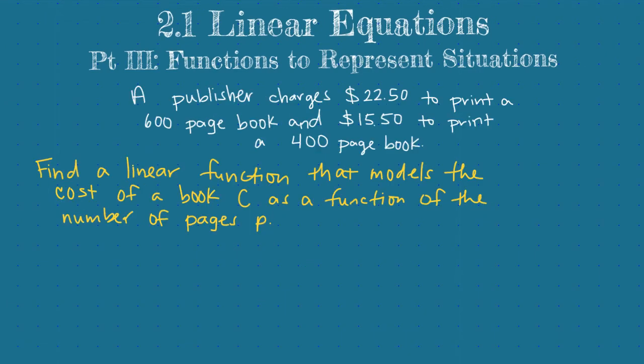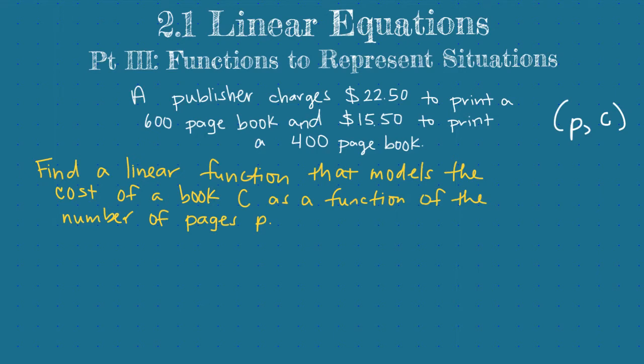This next example gives us 2 points. It says a publisher charges $22.50 to print a 600-page book and $15.50 to print a 400-page book. We want to find a linear function that models the cost of the book C as a function of the number of pages P. So our input, or like our X value, our independent variable, is going to be P, and our output is cost because the number of pages affect the cost. The cost doesn't really affect the number of pages. So just as a quick aside, I'm going to write that we want to remember the coordinate points go P and then C for pages affecting cost.